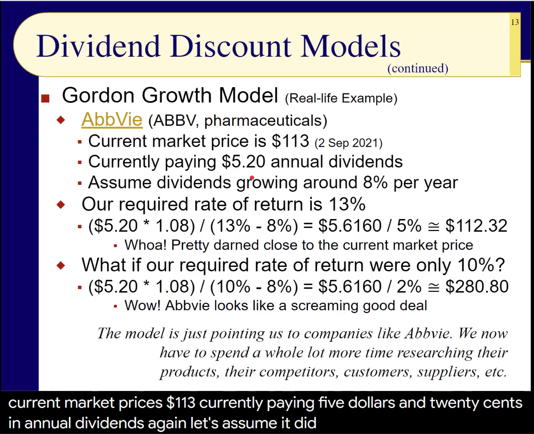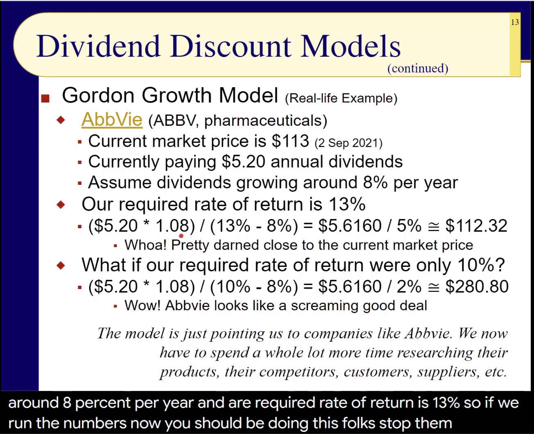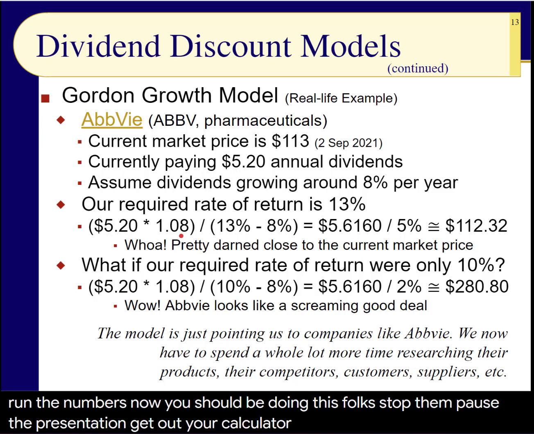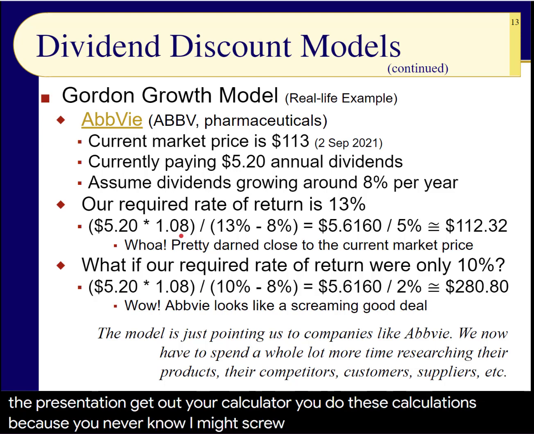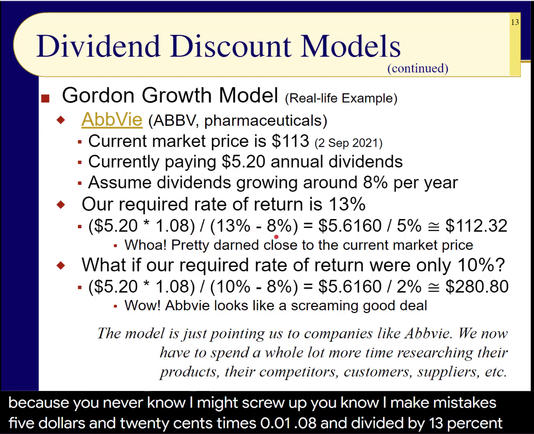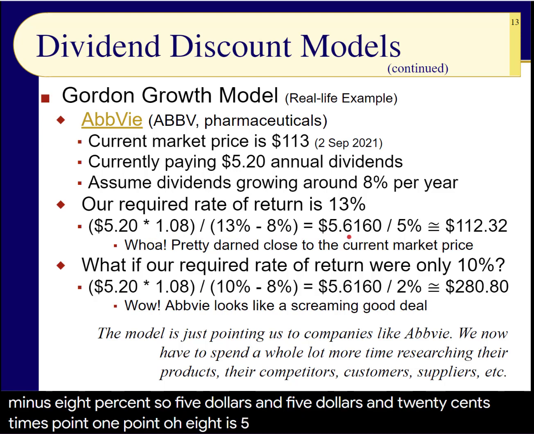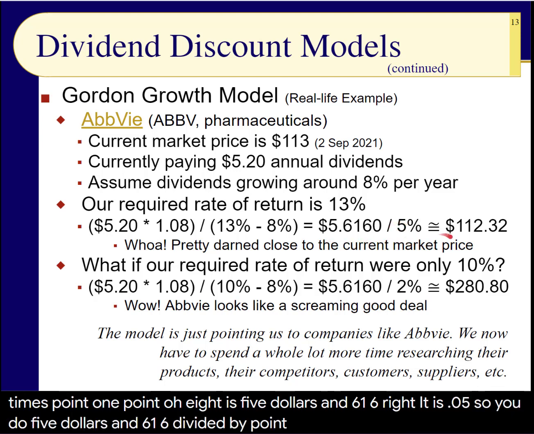Again, let's assume the dividends are growing at around 8% per year, and our required rate of return is 13%. If we run the numbers, now you should be doing this, folks. Stop, pause the presentation, get out your calculator and do these calculations, because you never know, I might screw up. I make mistakes. $5.20 times 1.08, divided by 13% minus 8%. $5.20 times 1.08 is $5.616, right? And 13% minus 8% is 0.05. So $5.616 divided by 0.05 gives you $112, which is pretty darn close to the current market price.